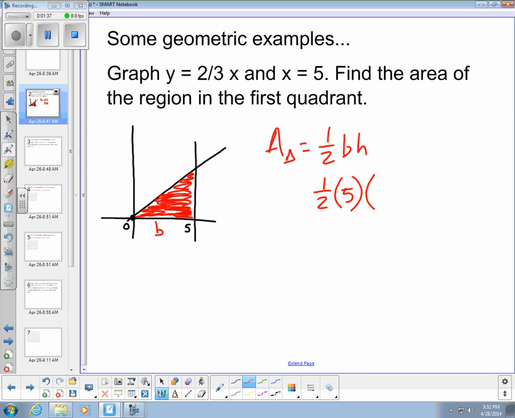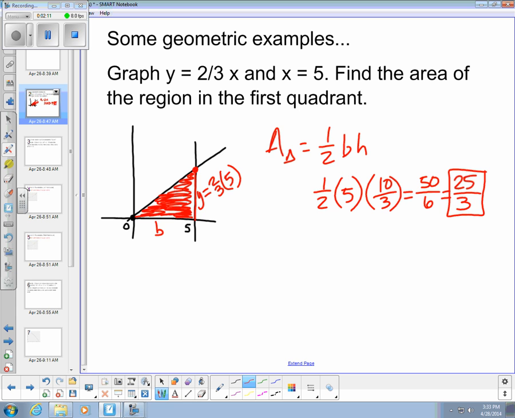Our height, however, is the y value because it is this vertical piece of this line that's going straight up. So we need to find what the y value is when x is 5. Our y equation was 2/3 x, but we are looking at when x is 5 to figure out this distance. So 2/3 times 5 is 10/3. And when I multiply those together, I'm going to get 50 over 6, which reduces to 25 over 3.